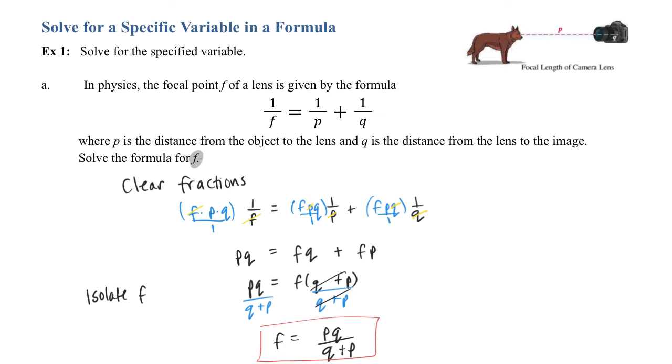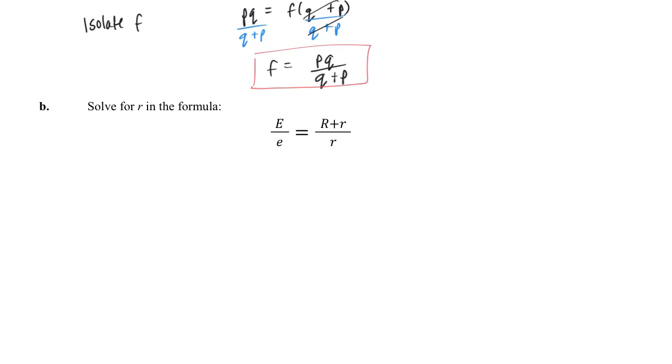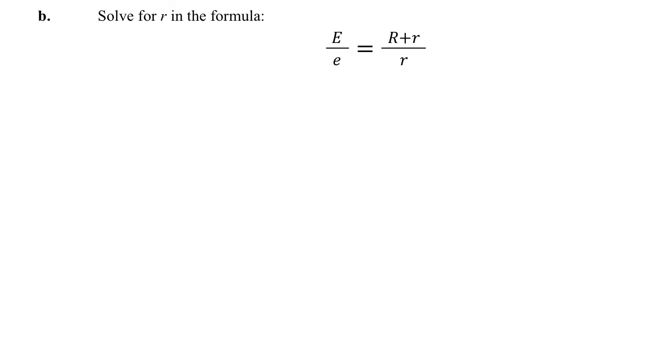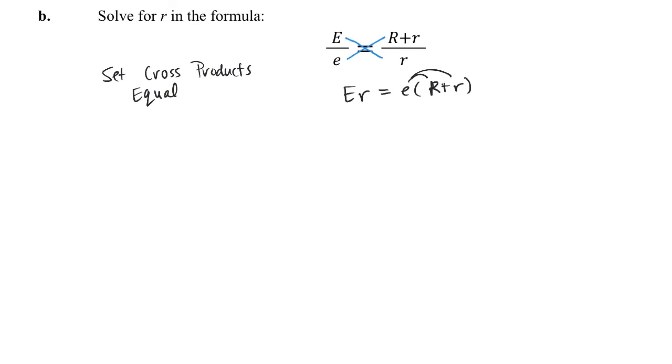All right, let's try one more. In this formula, we want to solve for r. I have a fraction equal to a fraction, so I can set cross products equal. So I take the numerator of the left side times the denominator of the right side and just multiply those. I take that product and set it equal to the other cross product, which is E times R plus little r. Now we'll go ahead and distribute my E.